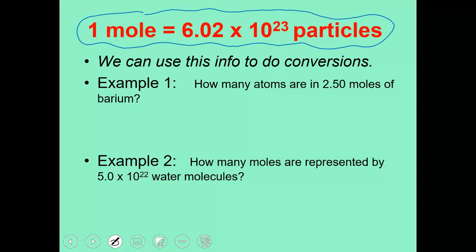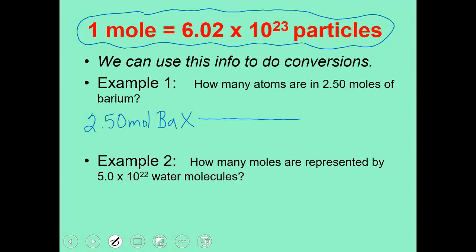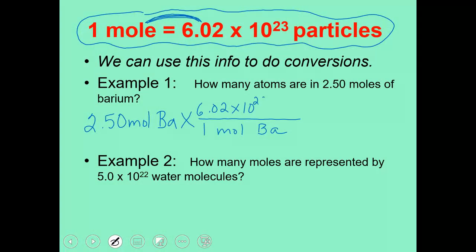Here's an example. What if our question said, how many atoms are in 2.5 moles of barium? Remember that you start with the given number, 2.5 moles, and you set up a conversion factor. You have to have where the top and the bottom of the conversion factor are equal. That's where this comes into play, because these two are equal. But we would put the 1 mole of barium on the bottom so that our unit would divide out. And we would put the 6.02 times 10 to the 23rd, and I'm going to call them atoms because barium's an element, on the top.